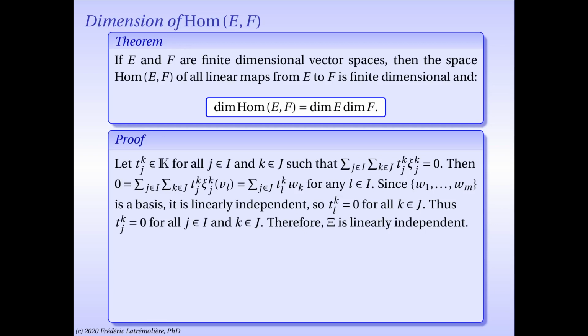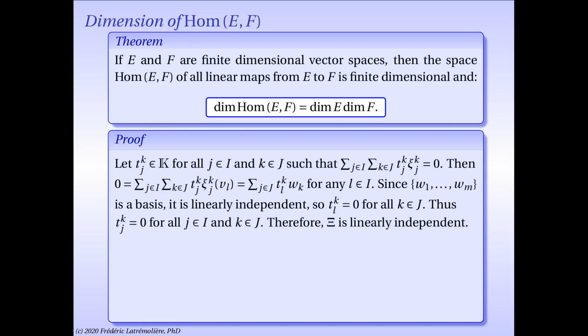So we get 0 equals the sum for j equals 1 to n, sum for k equals 1 to m of t sub j superscript k, psi sub j superscript k of VL. But we can calculate, of course, these psi's applied to the VL vector, because most of them are 0 unless j equals L. That's by construction. And when j equals L, psi subscript L superscript k of VL is WK. That's what the superscript and the subscript are for. So 0 is indeed equal to the sum for k equals 1 to m of t superscript k subscript L of WK. All right, what matters here is that we found a linear combination of the basis vectors WK, which is equal to 0, and therefore all the coefficients of this linear combination must be 0.